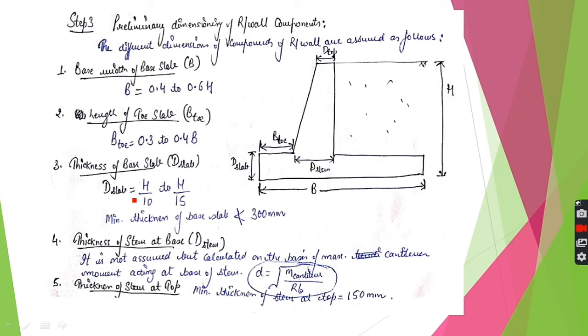Now third step is the most important step, that is preliminary dimensioning of retaining wall components. So when we designed beam or column, we used to assume one of the things, like in case of beams we used to assume the width of the beam and we used to calculate the depth of the beam. Similarly here also we will do the same thing. We are making some more assumptions here as compared to beams because there are a lot of components here.